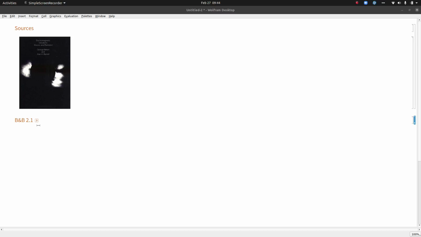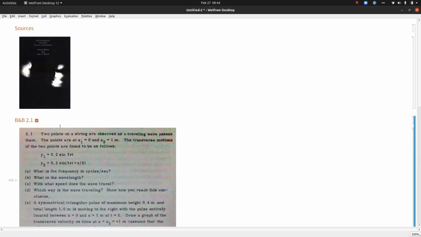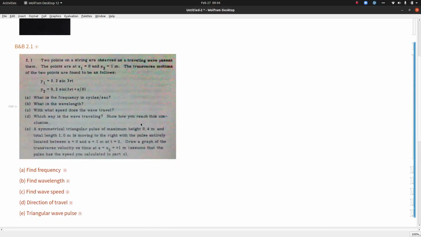So we are going to do problem 2.1 in Bekefi and Barrett. And you can see here that the problem states that we have 2 points on a string that are observed to be traveling as a wave passes them. So we're looking at 2 individual points on a string. The points are located at x equals 0 and x equals 1 meter.